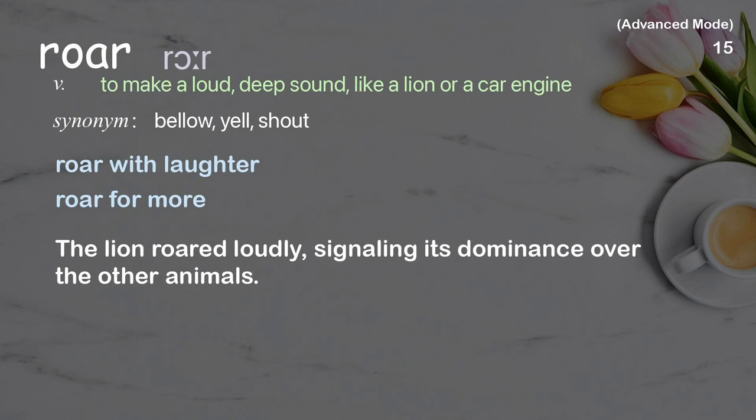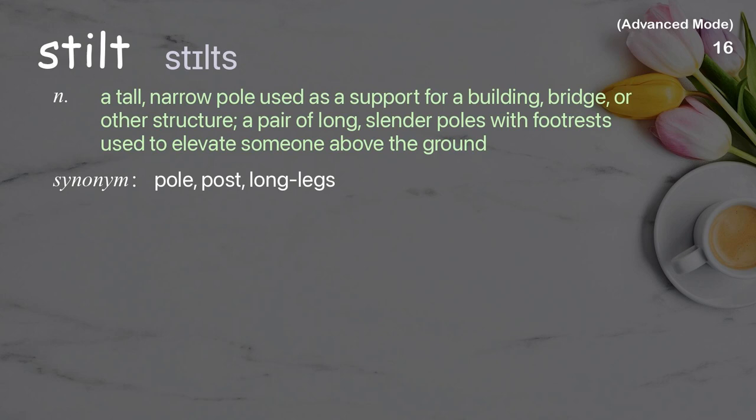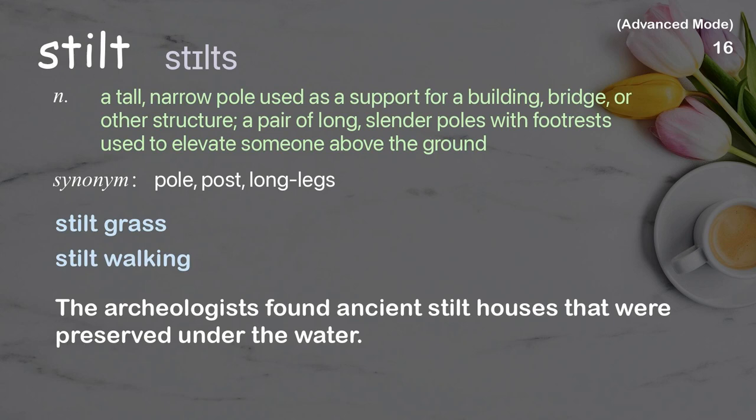Stilt. A tall, narrow pole used as a support for a building, bridge, or other structure. A pair of long, slender poles with footrests used to elevate someone above the ground. Examples: Stilt grass. Stilt walking. The archaeologists found ancient stilt houses that were preserved under the water.